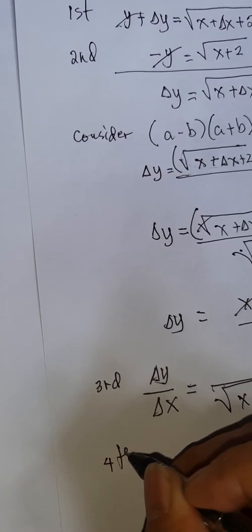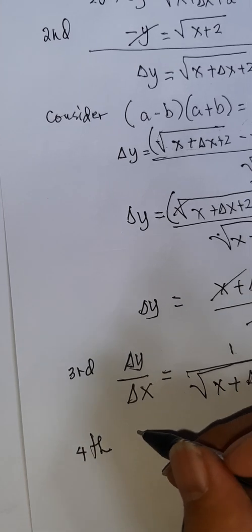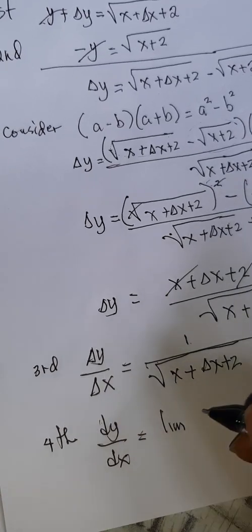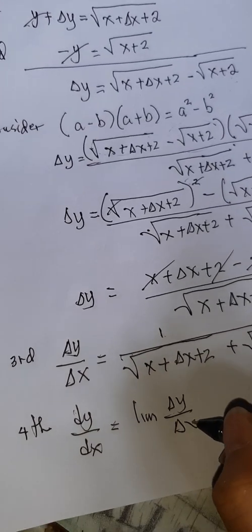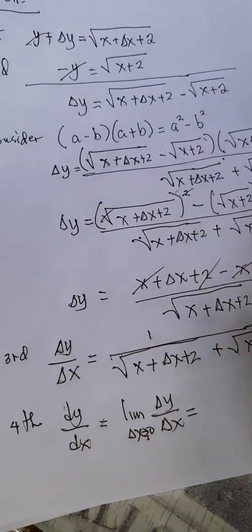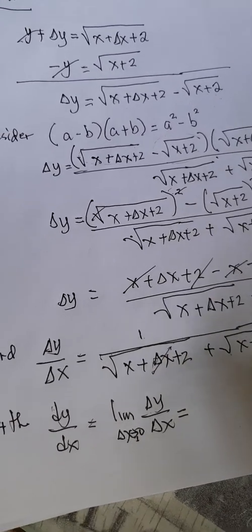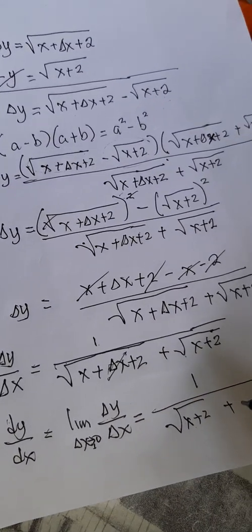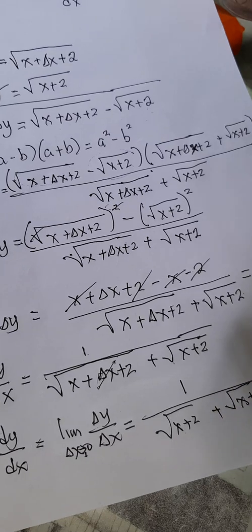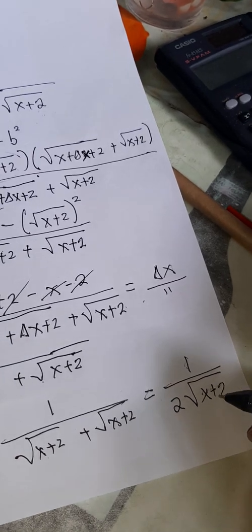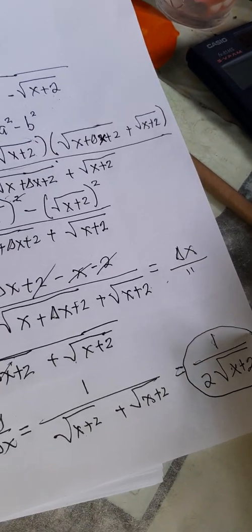Then the fourth step is to evaluate the limit of both sides, that is derivative of y with respect to x is the limit of delta y over delta x as delta x approaches 0. Ang gagawin lang natin, lahat ng meron delta x, gawin natin 0, kaya matitira dyan is 1 over square root of x plus 2 plus square root of x plus 2, and this is 1 over twice square root of x plus 2. At ito yung answer natin.